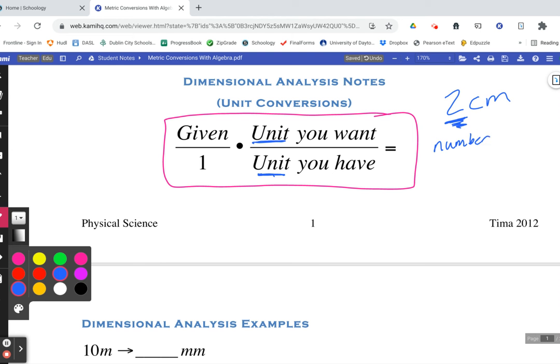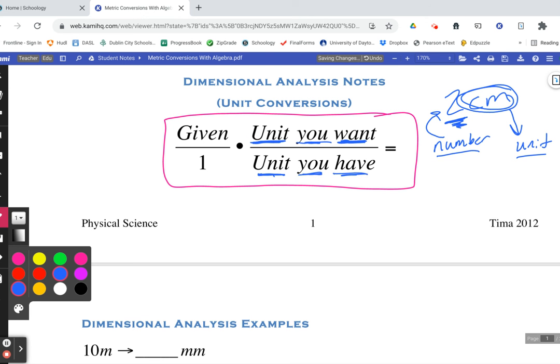Okay, I know that seems crazy to some of you. You're going, yeah, that's dumb. Why do you say that? But what is centimeter? Centimeter is a unit. And this is what's really important: the idea of realizing what a number is and what a unit is. So notice this thing that says unit that you want over the unit that you have.